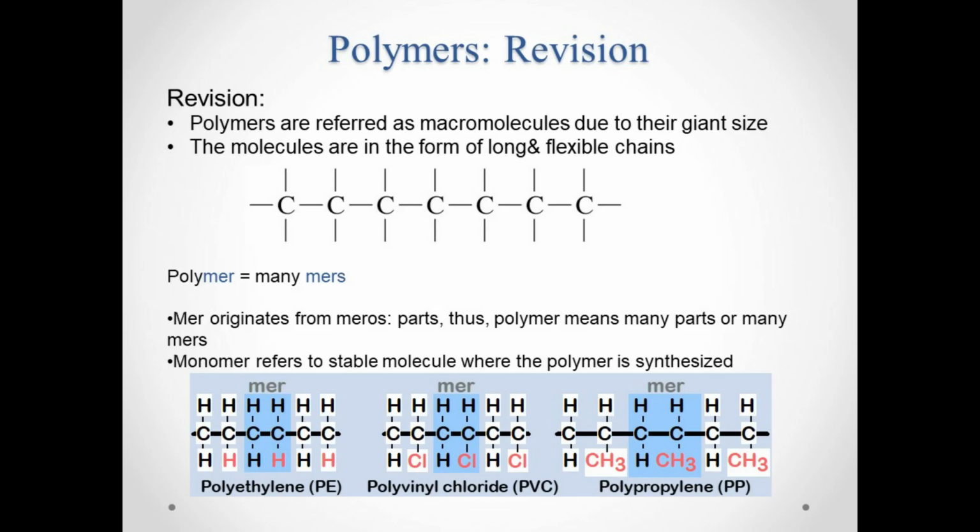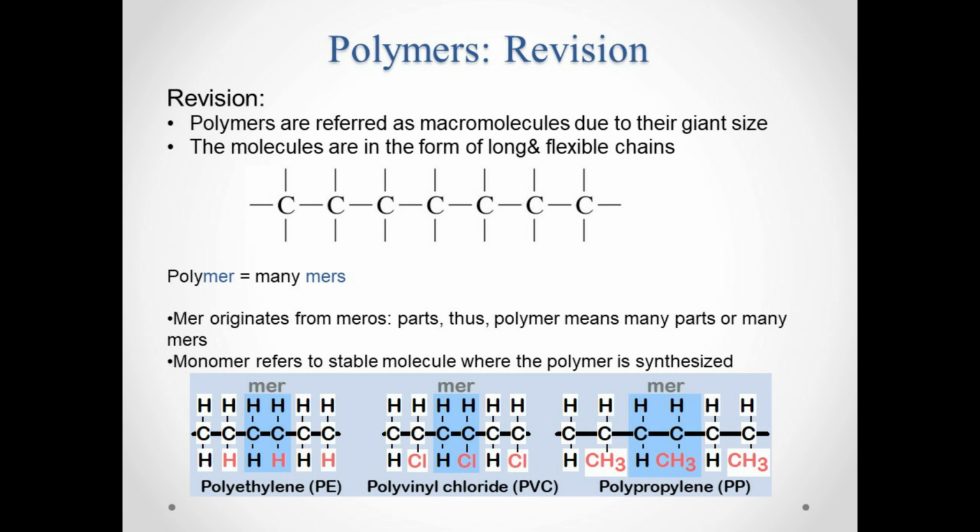Slide 17, we just do some revision on the polymers. Polymers are referred to as macromolecules due to their gigantic size, so they are very huge molecules. The molecules are in the form of long and flexible chains. Monomer means one mer, polymer means many mers. Mer originates from meros, so polymer means many parts or monomers.